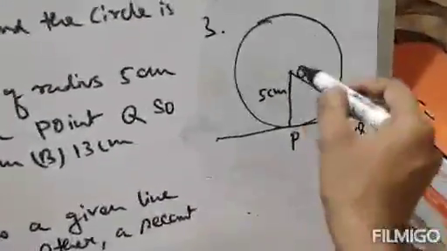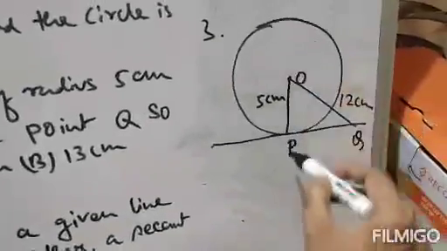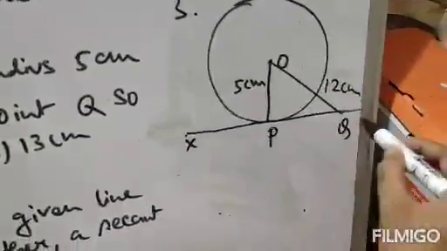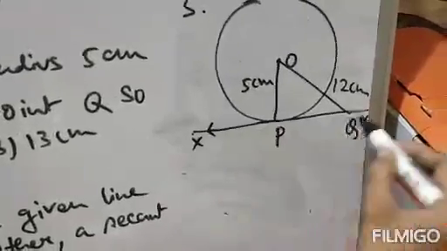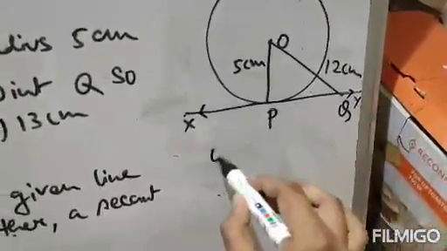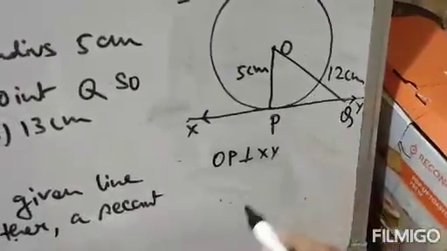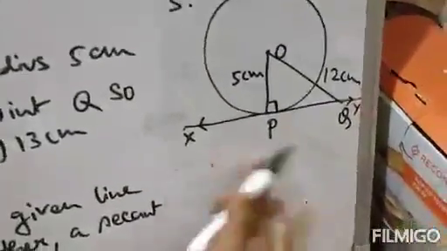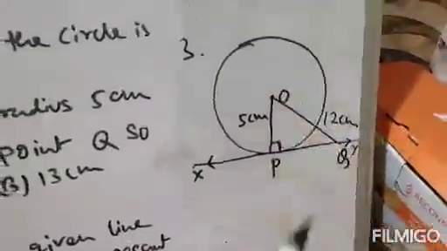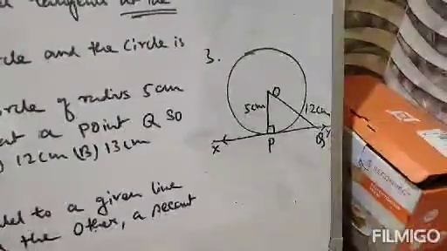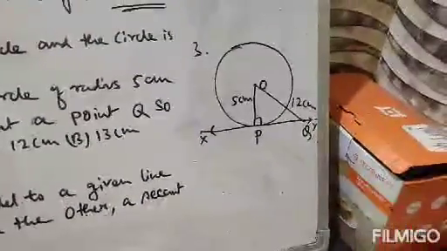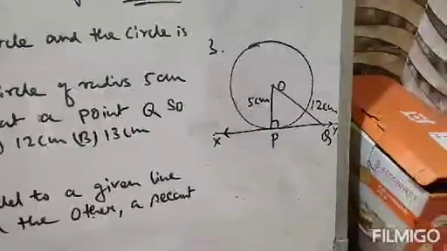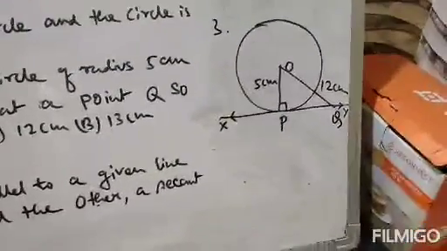As per the theorem, OP is perpendicular to XY. Suppose this is the point X and this is the point Y. So the theorem was that OP is perpendicular to XY. That means the angle is 90 degrees, so this triangle is a right angle triangle. So we can easily apply the Pythagoras theorem, because it is only applicable to a right angle triangle. So apply the Pythagoras theorem to triangle OPQ and get the value of PQ.